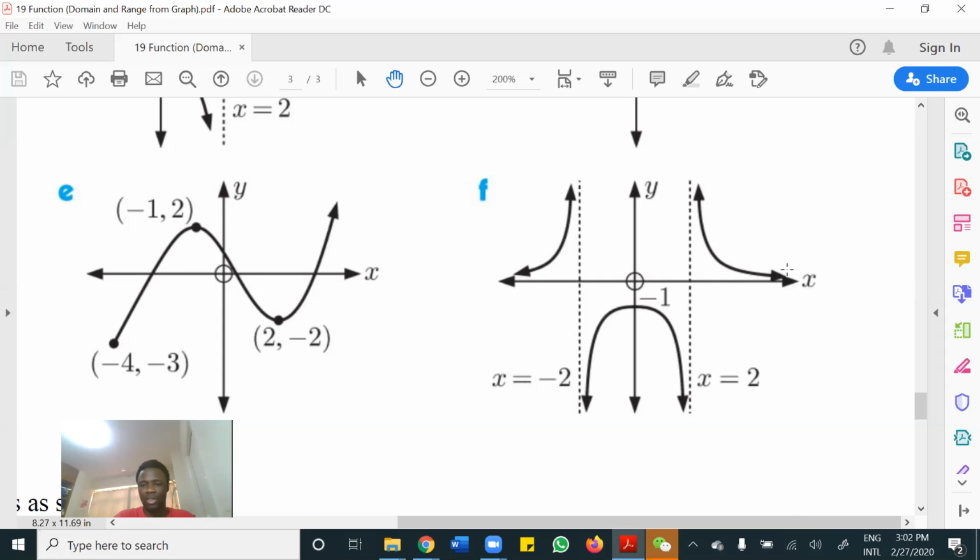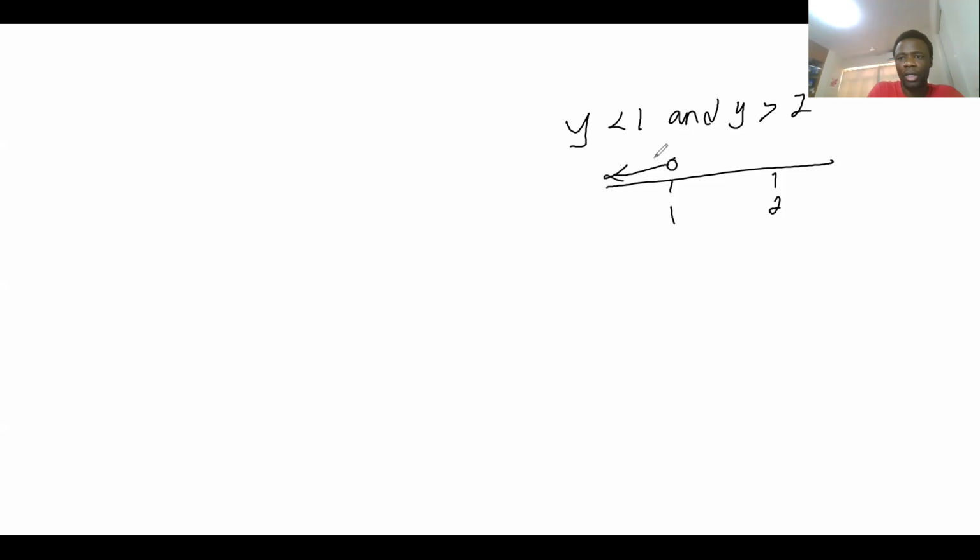So if you look at this, it cannot be combined. You can only combine inequalities that can be combined. Let me tell you what I mean. Let's come to the board. If you have y less than 1 and y greater than 2, on your number line this is 1 and this is 2. Less than 1 comes this way, greater than 2 goes this way. These cannot be combined, so you have to write them separately.